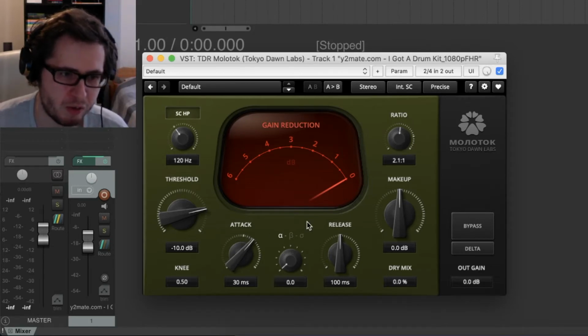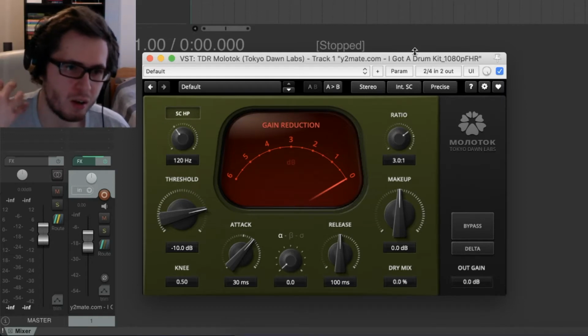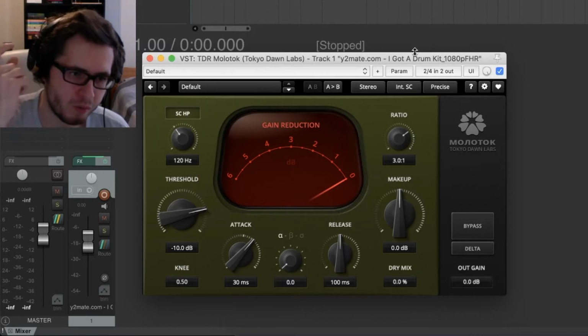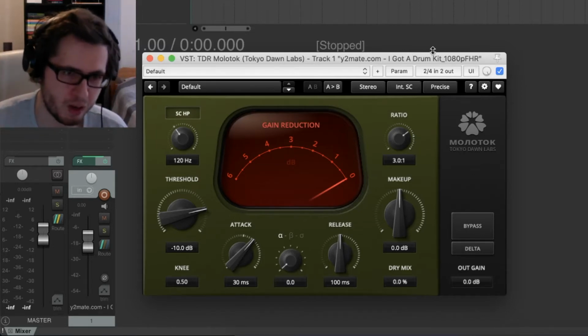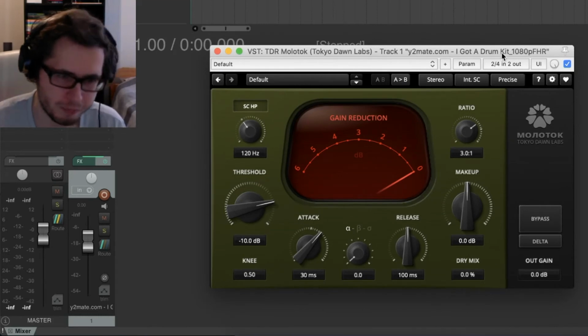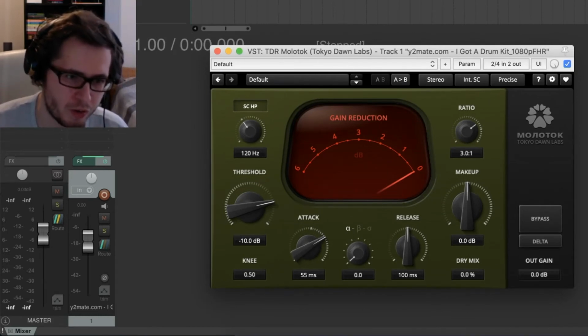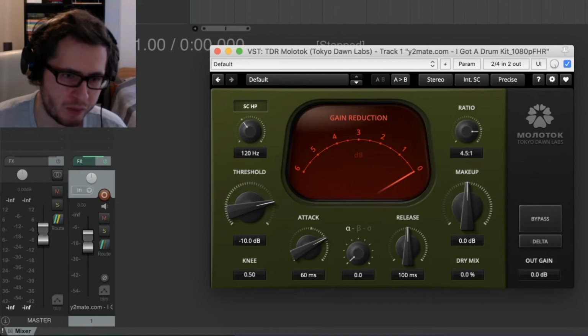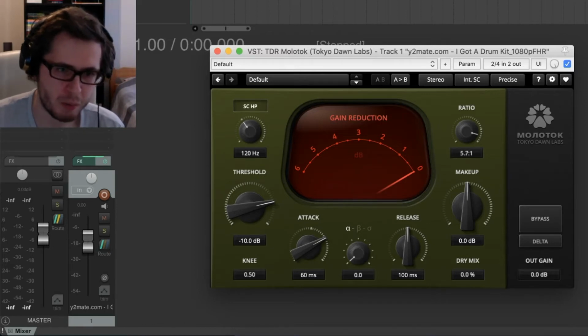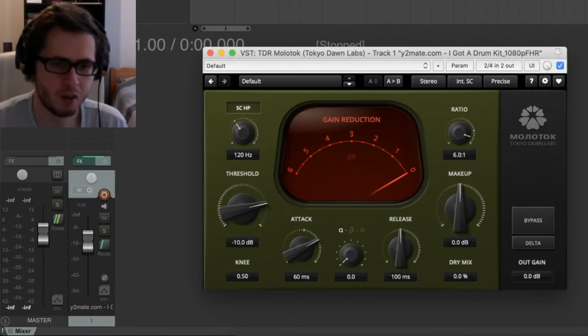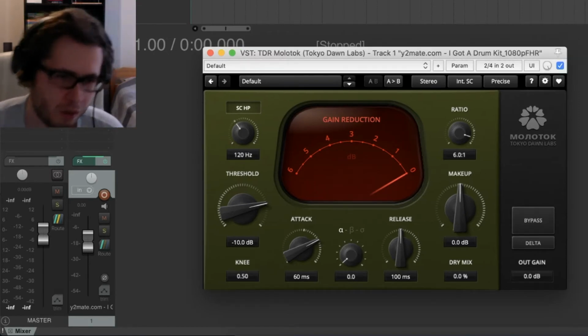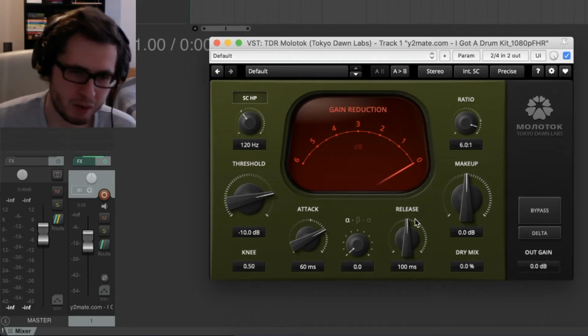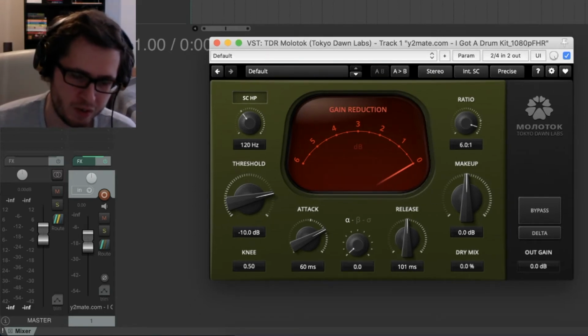When the attack reaches 30 milliseconds, the ratio goes up, so the compression itself starts to build up more. So if it's 60 milliseconds, it might be around 5 or 6 over 1. So for every 6 decibels, you're going to hear 1 over the threshold. And the same can be applied to the release.